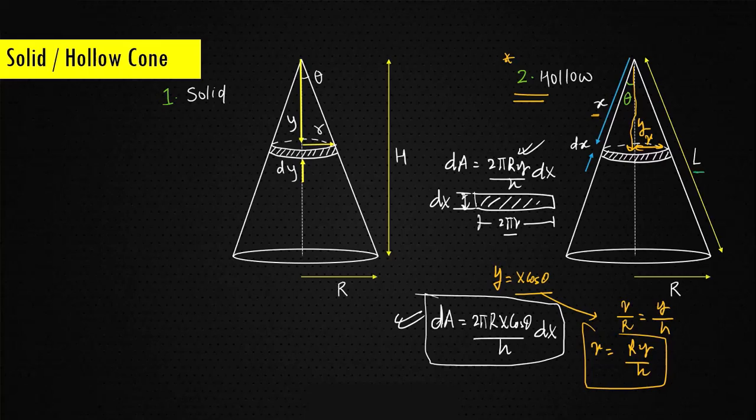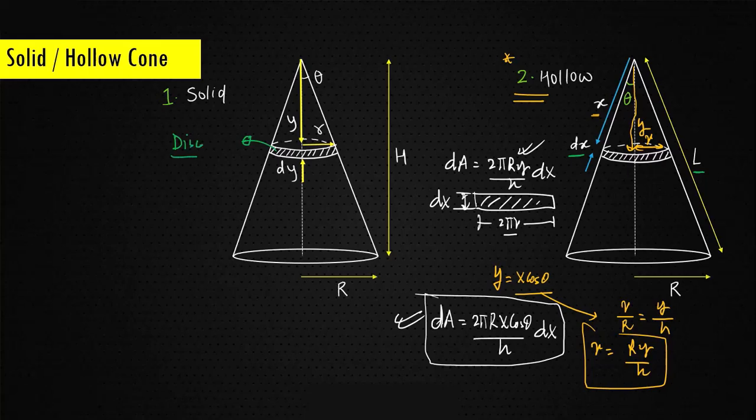Okay. So mind it that whenever you are taking the hollow element, the length should be along the slant length, so dx is nothing but the width. But for the solid element, once I move by a distance of y, take an element of thickness dy. So it becomes a disk.